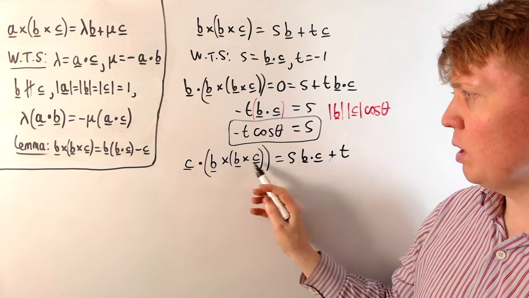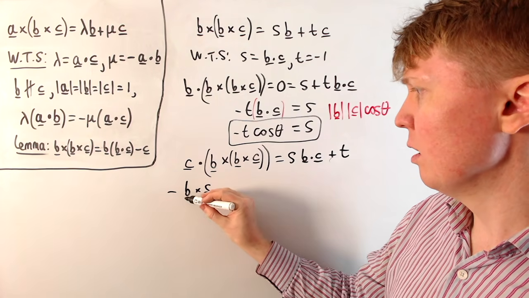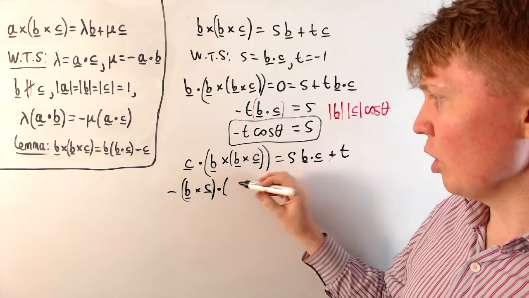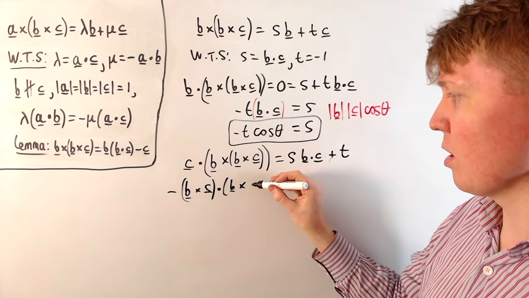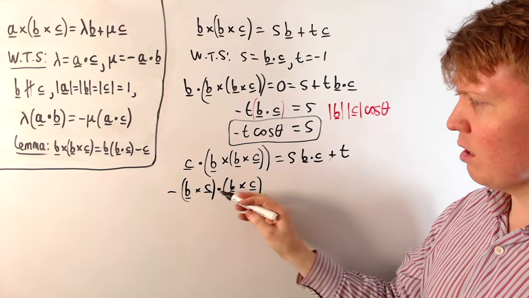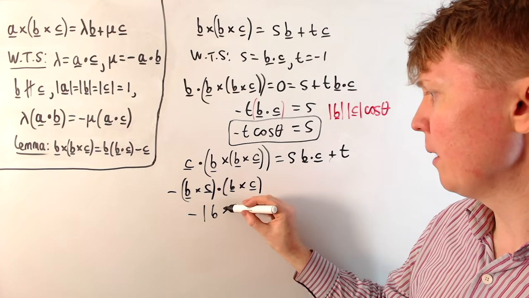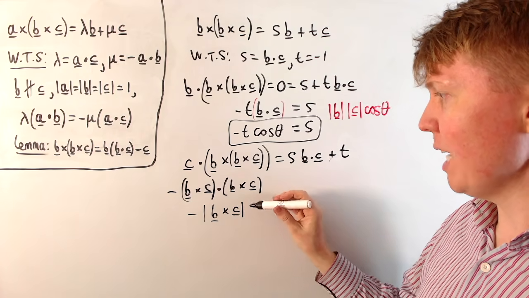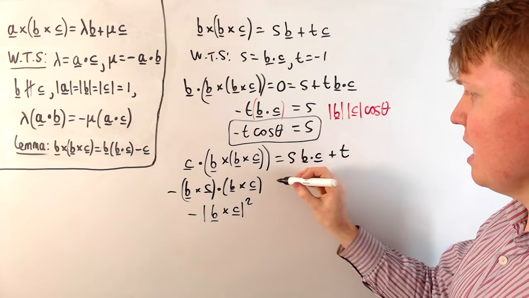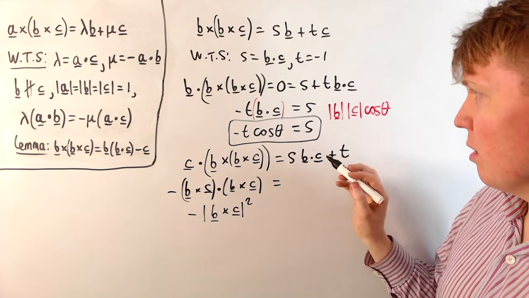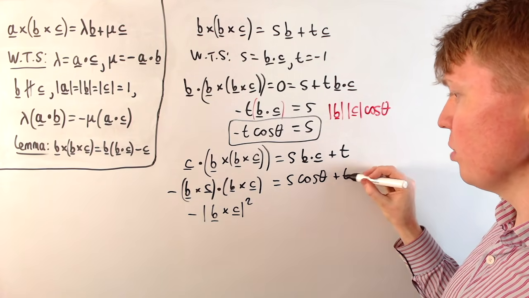Let's swap the b cross c and the c. So we get a negative b cross c dot product with, and we've got again b cross c now, swapping the c and the b cross c terms there. So this is now just negative of the dot product of a vector with itself. So this is now the negative of the magnitude of b cross c, all squared. And this is equal to s times b dot c plus t. And we can rewrite this. Remember, b dot c is just cos theta. So we've got s times cos theta plus t.